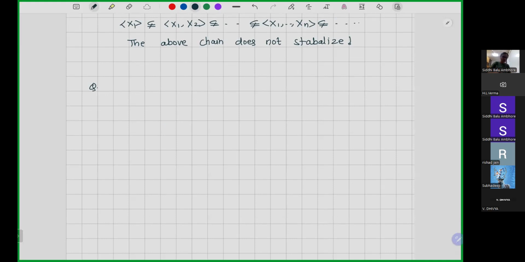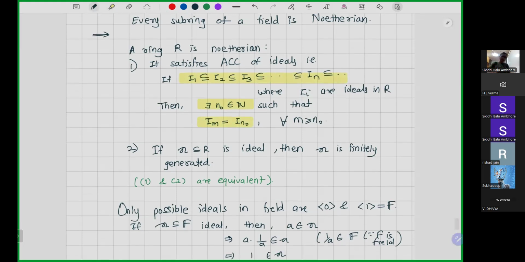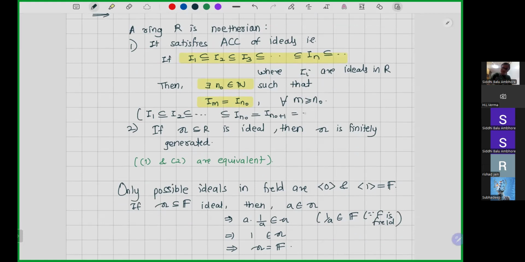Stabilizes means this: if I have this chain of ideals, there exists n naught such that I_m is equal to I_{n naught} for all m greater than or equal to n naught. So the chain looks like this: I1, I2, and so on up to I_{n naught}, and then from I_{n naught plus 1} onward it just continues the same for every m. So it stabilizes, it becomes stationary after a time.